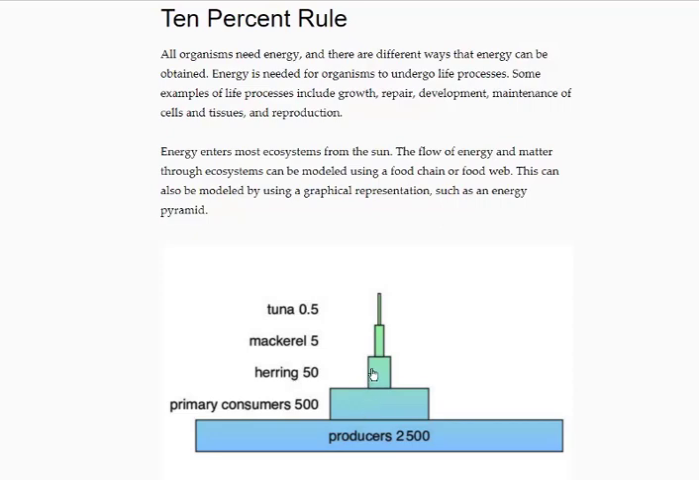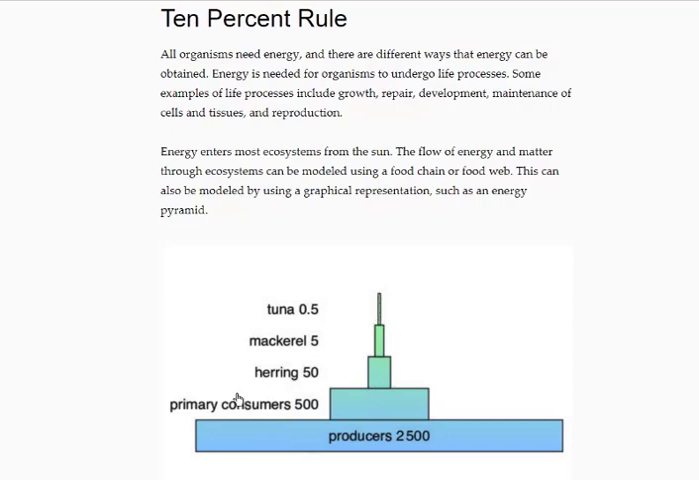So up here is the next level. This would be the secondary consumer. And in this example, it uses a herring, which is a fish. So the herring will eat the stuff that eats the producers. So we're moving up the food chain here. And then the next step up is a mackerel, which is a different type of fish that eats the herring. And then the last step up is the tuna, which is the last step in this particular food chain. This would be a tertiary consumer that eats the mackerel. So notice how this shrinks as you move up the chain.